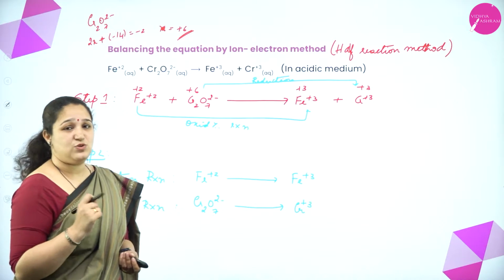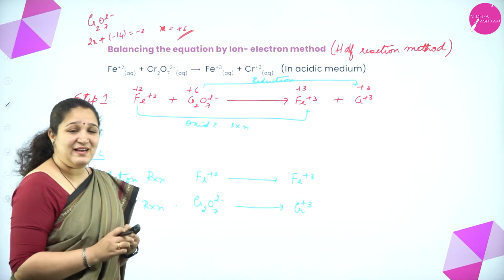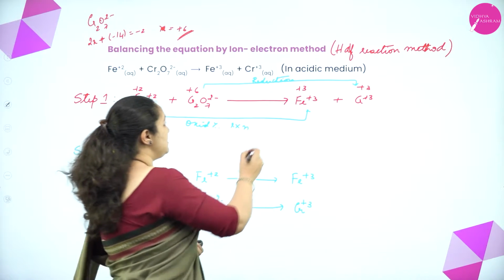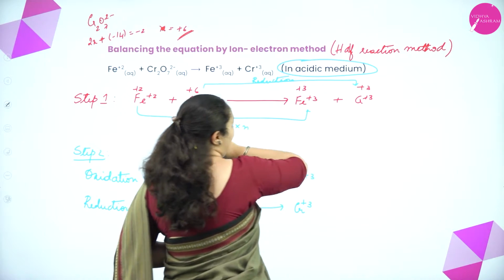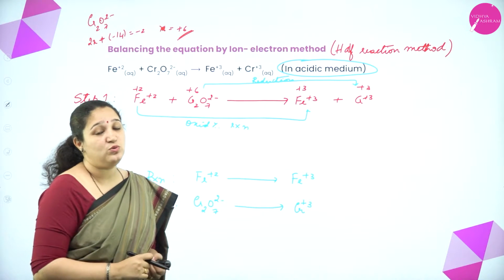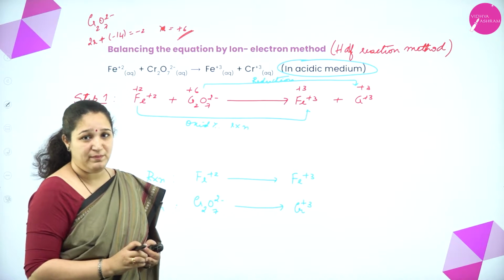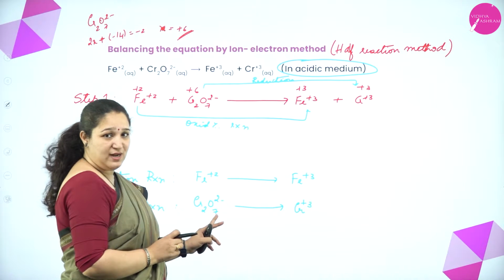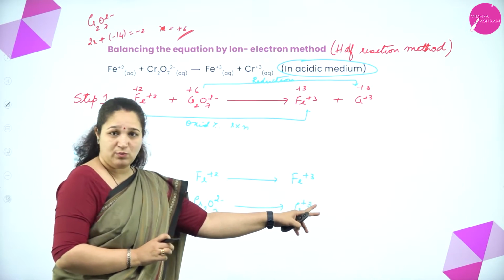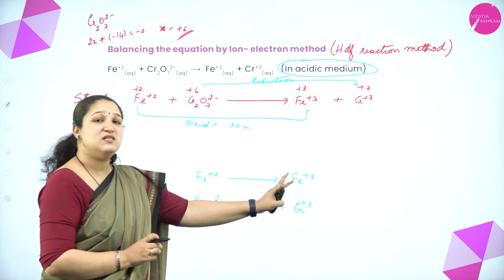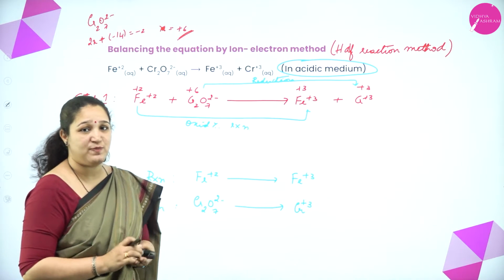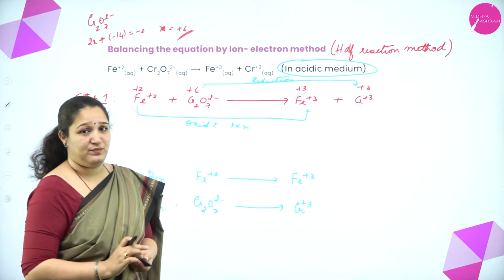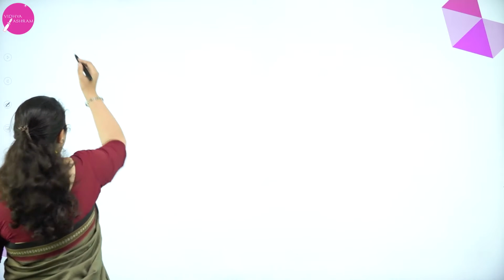Okay. Now next we are going to balance the oxygen and hydrogen. As this is in acidic medium, it is the same method we used in the oxidation number method, but we have to do it separately. Here there are 7 oxygen atoms, so I have to put 7 water molecules, and then to balance the hydrogen atoms we are going to put H plus ions. So that is step 3.